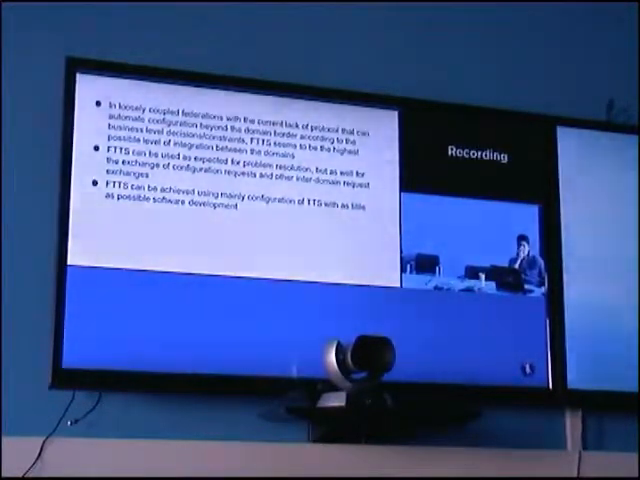It can be used as expected for problem resolution, but also for other multi-domain service operations. And also, this whole system can be achieved using only configuration of the trouble ticketing system, with very, very little software development.